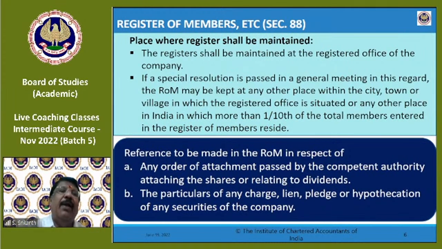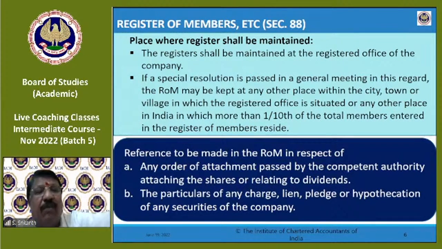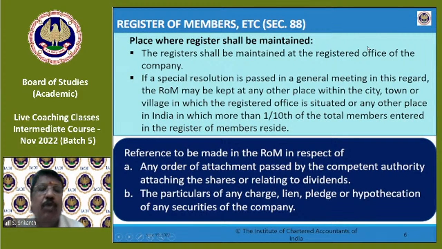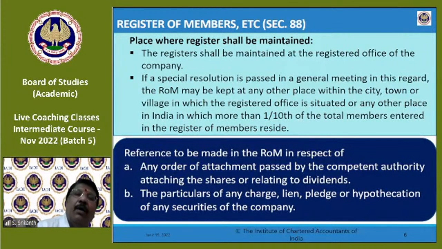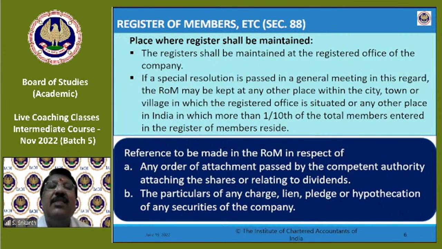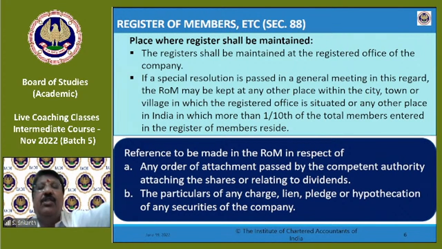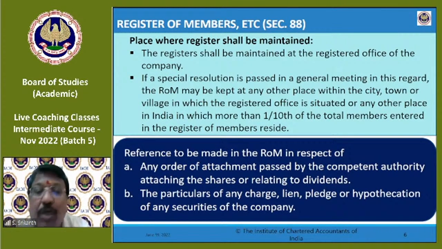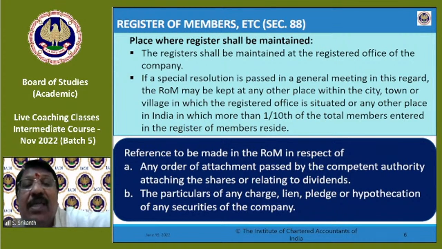Where should the register be maintained? The register shall be maintained at the registered office of the company. But if a special resolution is passed in a general meeting, the register of members, right? Register of members. So if you pass a special resolution in a general meeting, you can have it in any other place within the city, town or village in which the registered office is situated, or any other place in India in which more than 1/10 of the total members entered in the register of members reside.